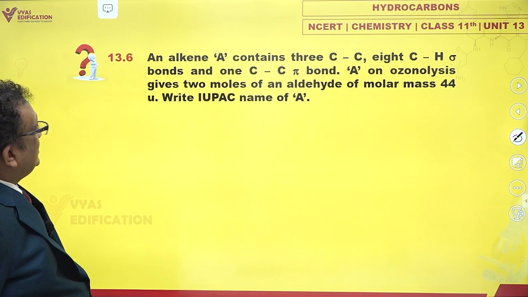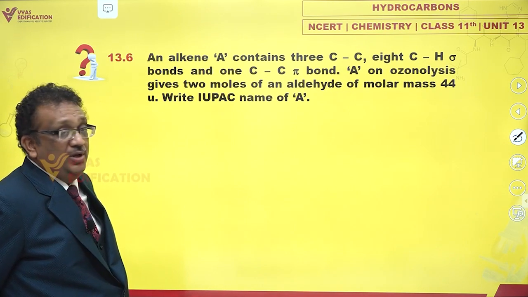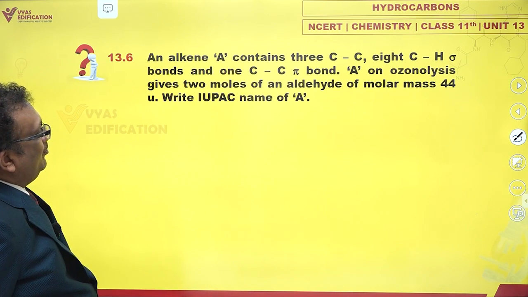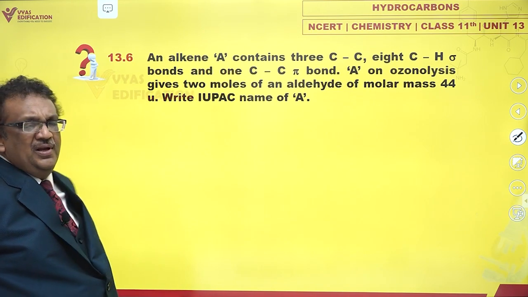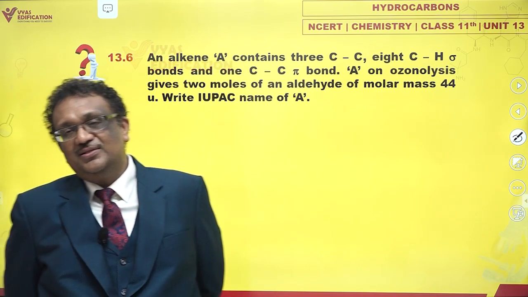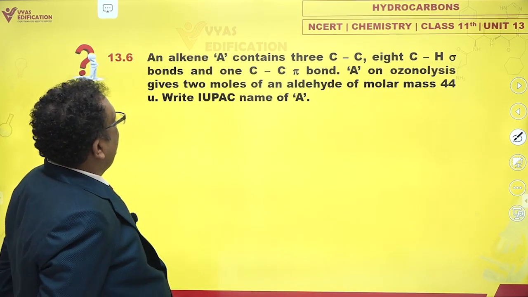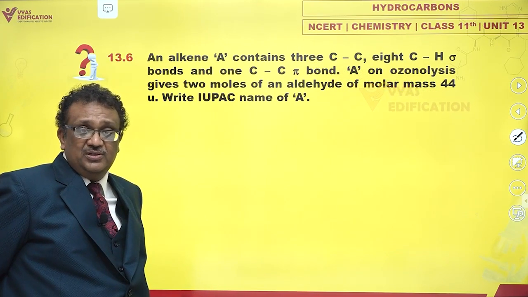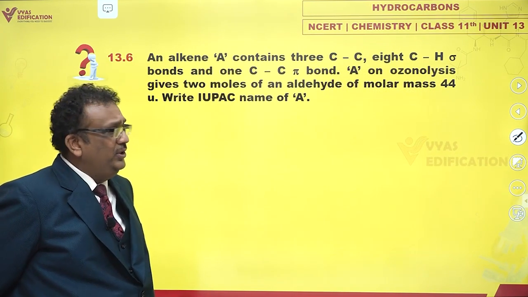A on ozonolysis gives 2 moles of an aldehyde of molar mass 44. Write the IUPAC name of A. There could be 2 ways of doing this. One way, you could just read the first line and figure out the formula from there and then solve the rest of it. That is one method of doing it. The second is, go by the second half.